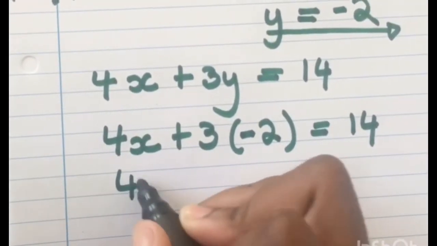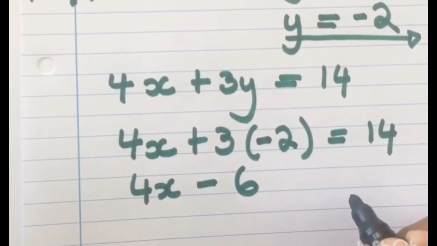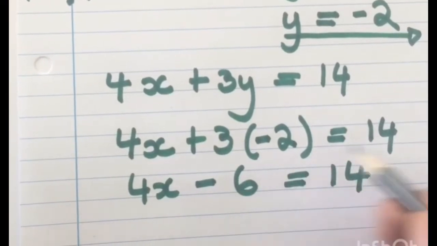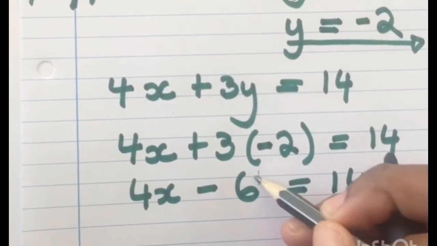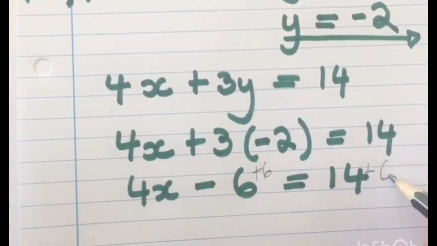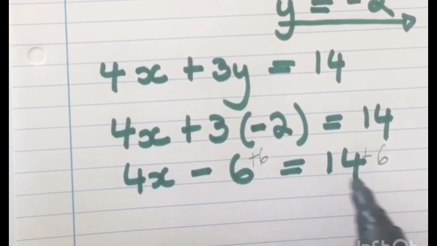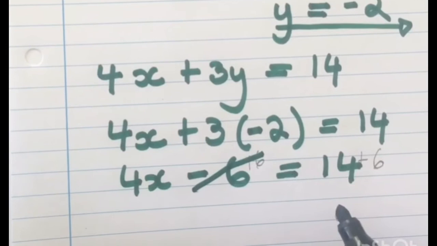I'm going to have 4x minus 6, because 3 times negative 2 is negative 6, equal to 14. Then I know that I need to take this over so that it can go and join its brother here. It's like term. So I'm going to add 6. The reason I add is because negative 6 plus 6 gives me 0, and that means it's going to go.